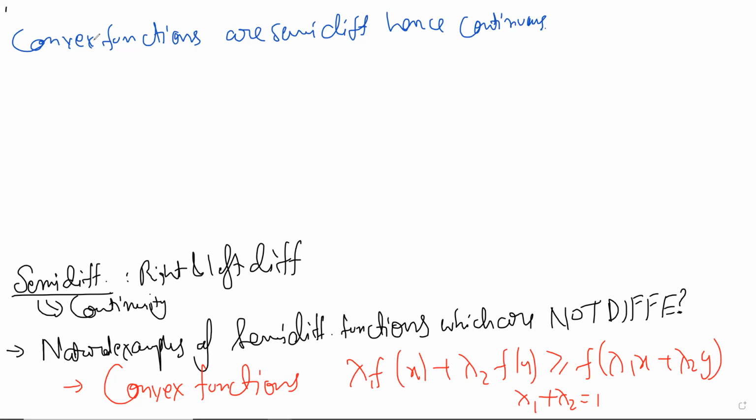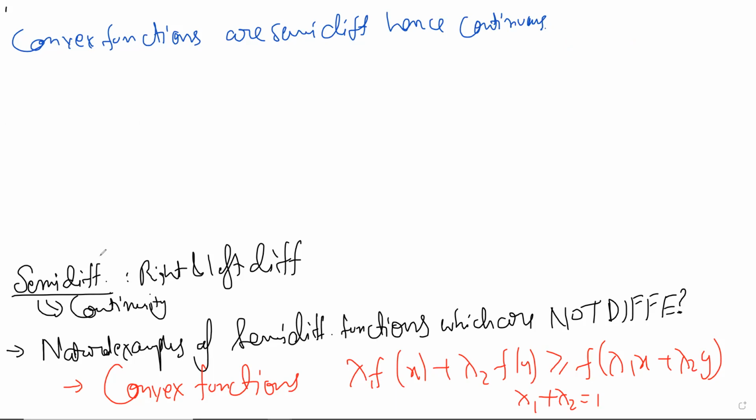So now let us try to say something new. Today I'm just repeating because I already missed the first 20 minutes and today it's a mess, but I'll try to make it up later. But this is: convex functions are semi-differentiable and hence continuous. But let us try to see something new.